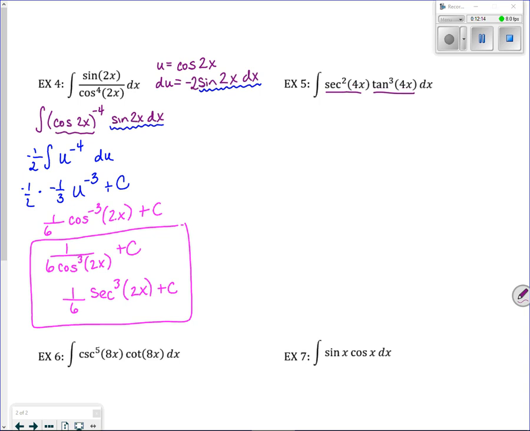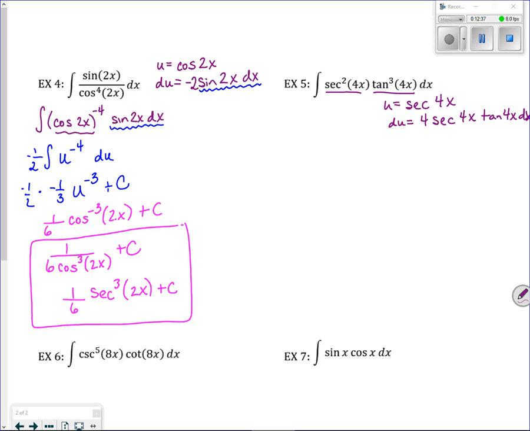Okay, well, let's look at it. Maybe you don't want to write this down, just hold for a second, but I want you to see. Let u be secant of 4x. If I let u be secant, do you agree that my derivative would be secant tangent, of course, times the 4?